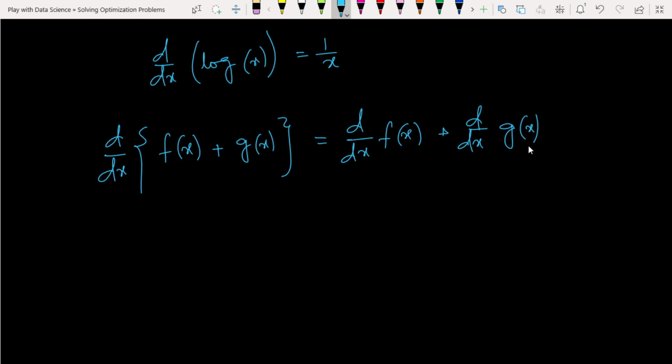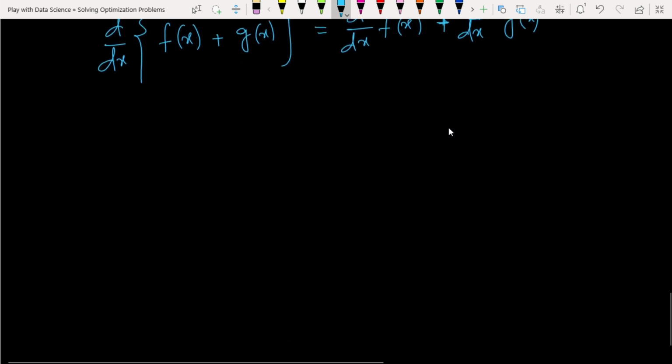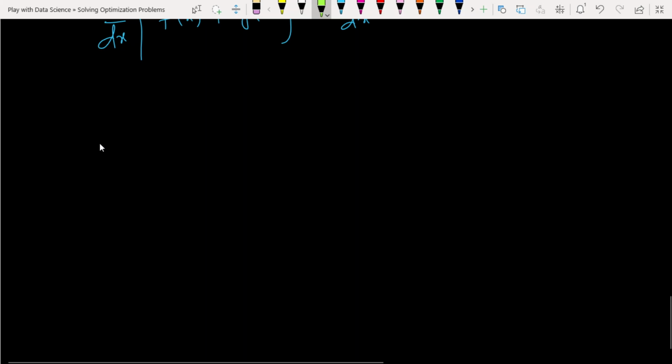That is a linear operator. Okay. Now coming to the main concept of differentiation: the world of machine learning, the world of artificial intelligence is nothing but just a chain rule.